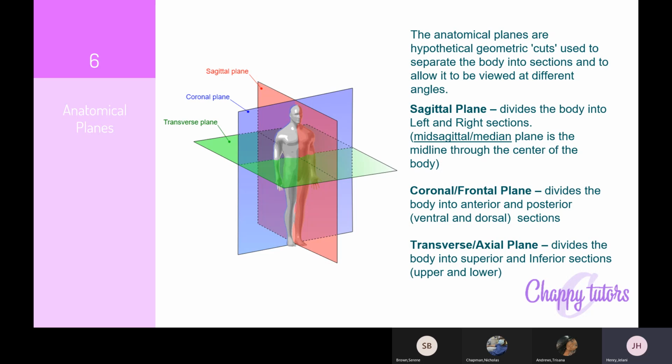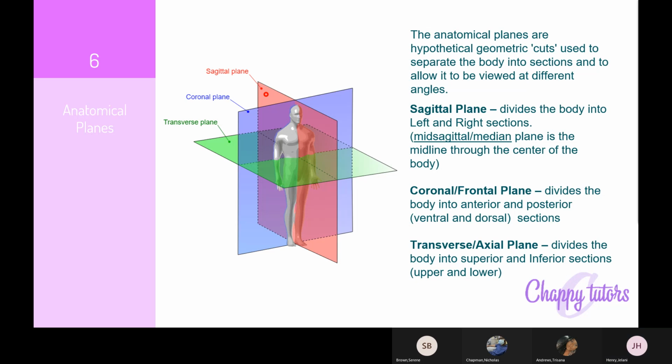I was saying that we have various planes, and that allows us to separate the body into sections so that we could have different views at different angles, right? So the first plane we have is the sagittal plane, and that's this plane here in red. This cuts the body into a left and a right section. Whenever this plane occurs in the midline of the body, it is known as the medial plane or the mid-sagittal plane.